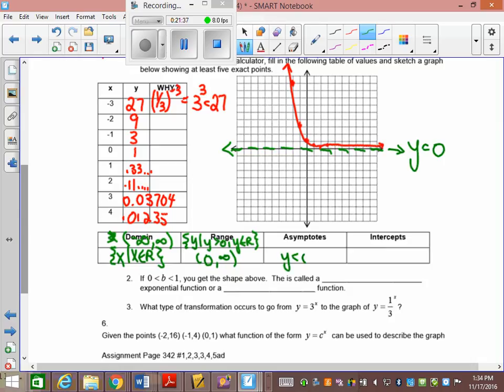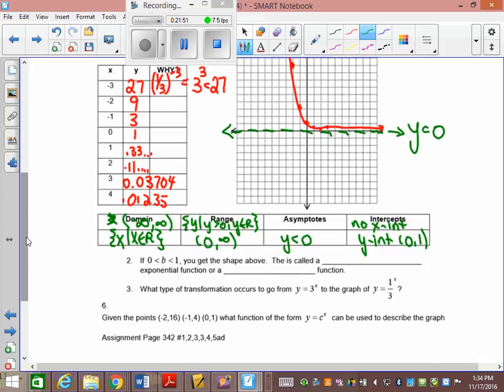The asymptote for this is still y equals 0, and there is no x-intercept. My y-intercept is at (0, 1). So if 0 is less than b is less than 1, you get the shape above. This is called a decreasing exponential function, or a decay function.